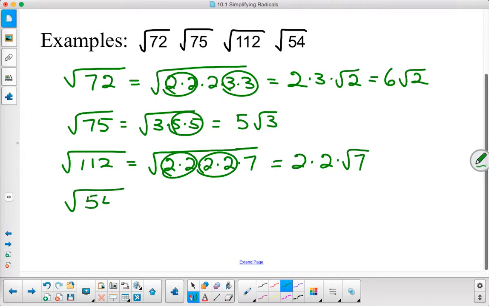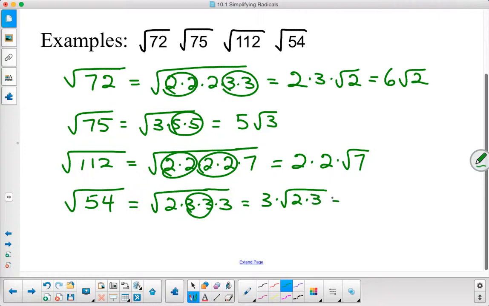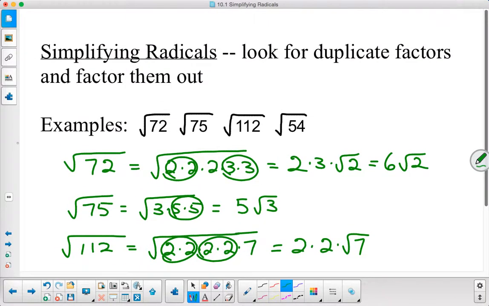And 54, factor. Let's see, I should start with the 2. There's a pair of 3's. There's an extra 2 and 3. So we get 3 times the square root of 6. Now when the directions say to simplify radicals, that's what it means. Don't go to decimal, it means go to your square root.